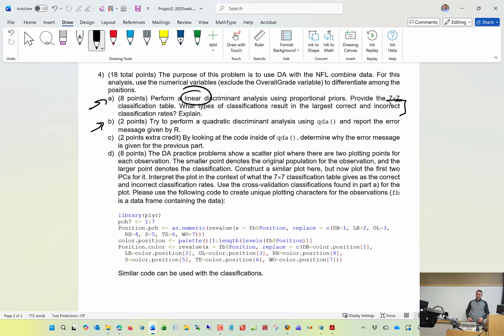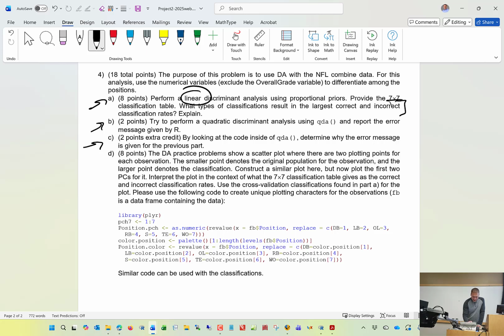Part B, try to perform a quadratic discriminant analysis using QDA. There's going to be an error message. You're not going to actually be able to do it. Just tell me what that error message is. For extra credit, you can investigate further about why that error message was actually printed.